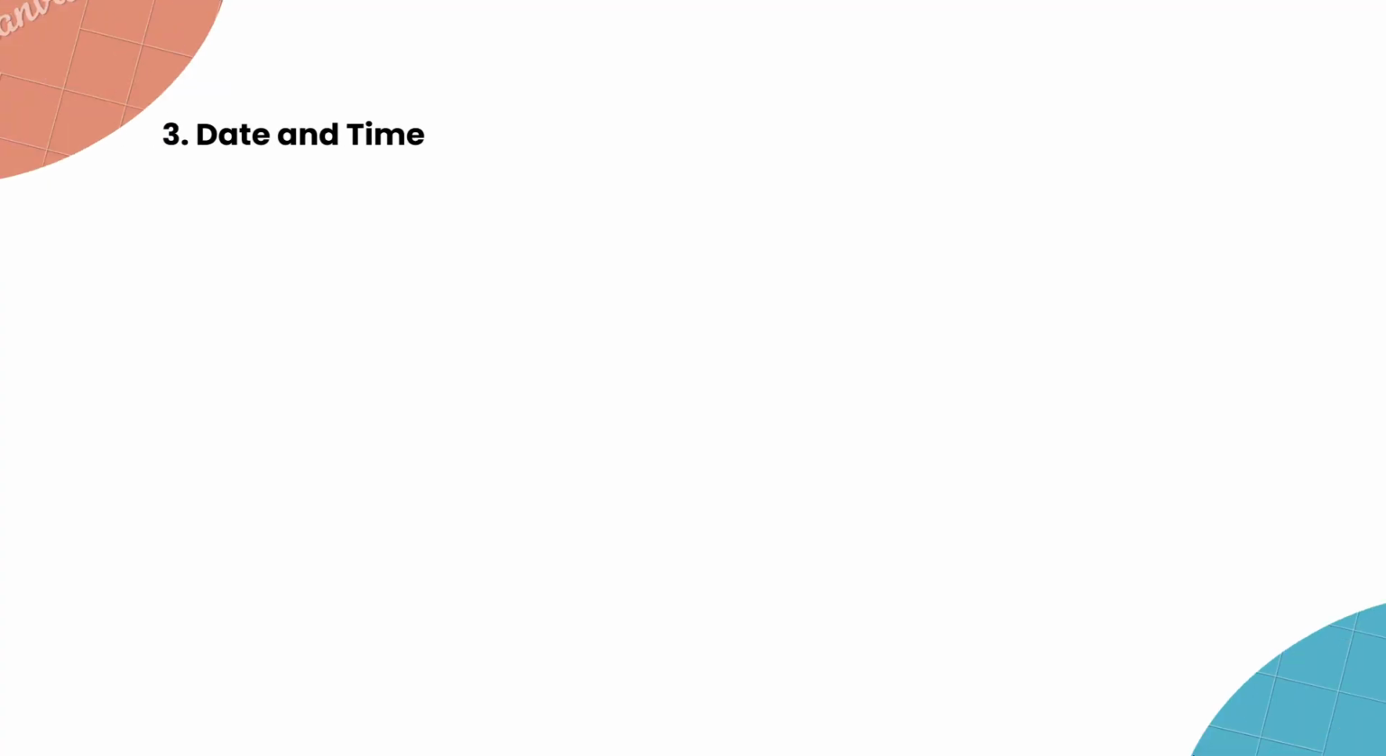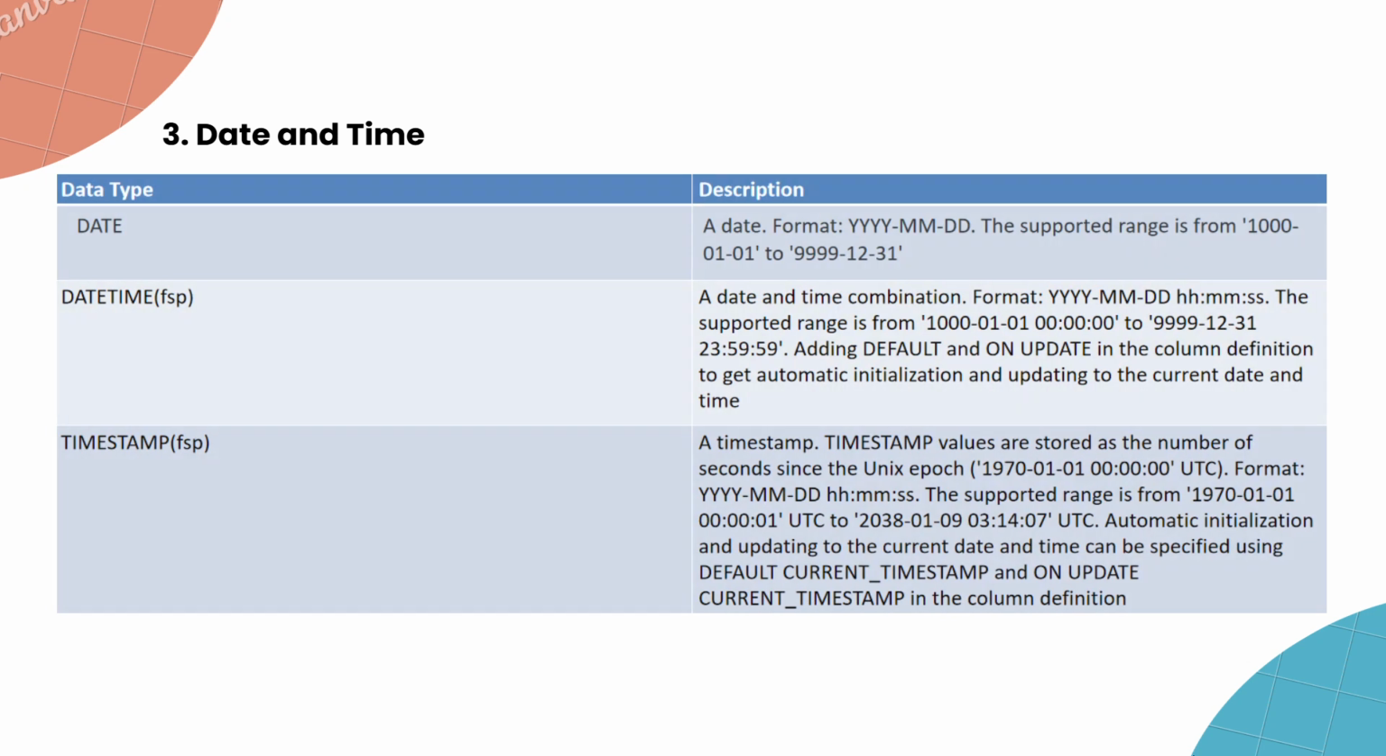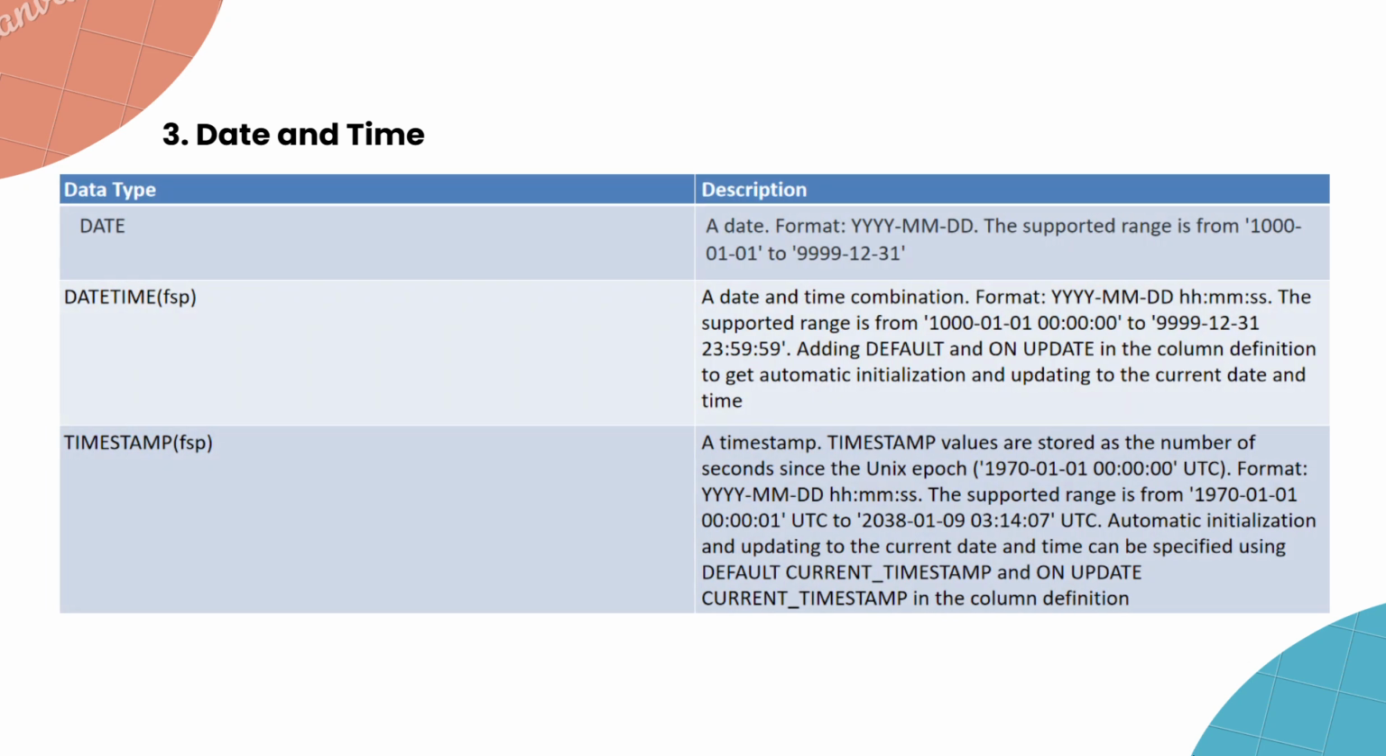Third one is date and time. Here is a table for data types and descriptions. Date: format should be year, month, date. Datetime, a date and time combination. Format should be year, month, date, hour, minute, second. Adding DEFAULT and ON UPDATE in the column definition gets automatic initialization and updating to the current date and time.